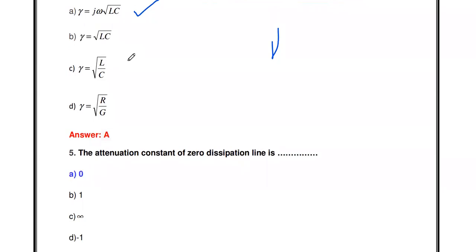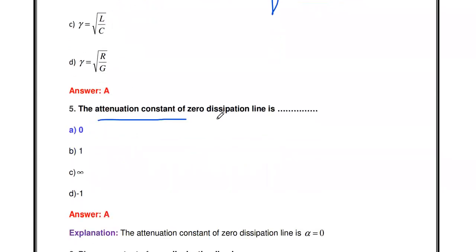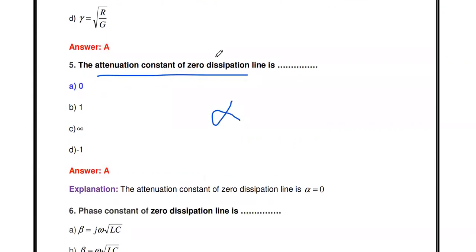The next one: the attenuation constant of zero dissipation line is dash. The attenuation constant alpha of zero dissipation line is 0. Zero dissipation line means the line has no dissipation, no power loss. So the attenuation constant alpha equals 0.